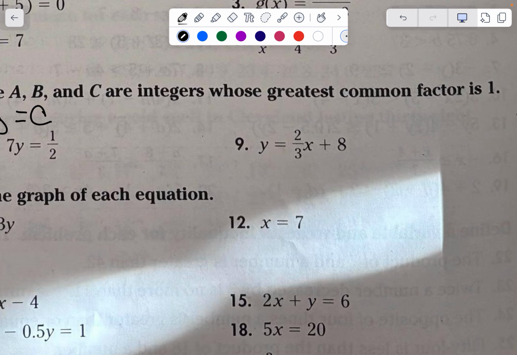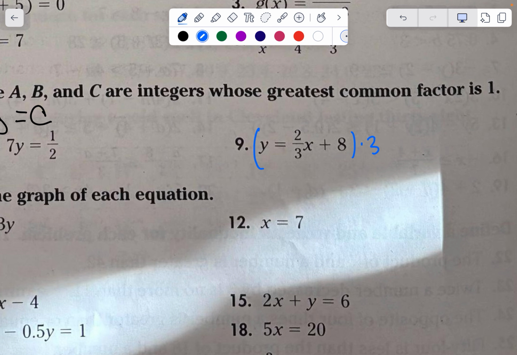We've talked about fractional equations before, and I said, hey, just multiply through by the common denominator, then you won't have a fraction anymore. What's our only denominator we see in number 9? 3. So let's multiply everything through by 3.